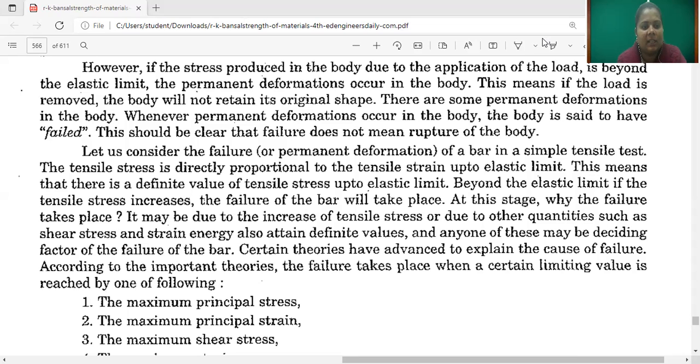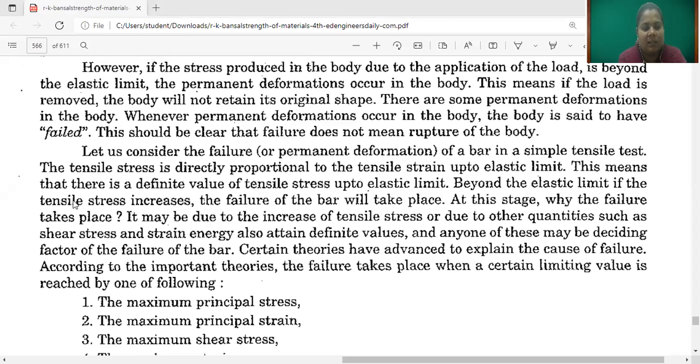The tensile stress is directly proportional to the tensile strain up to elastic limit. Full stop.